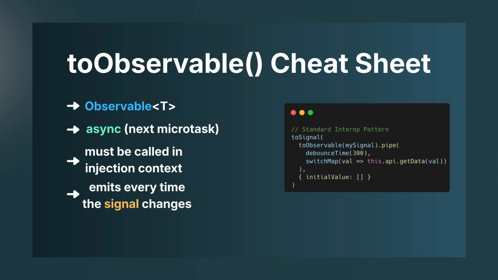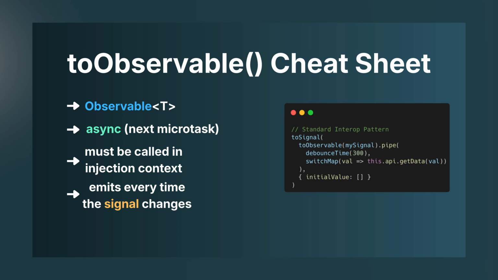Let's recap. toObservable takes a signal and turns it into an observable. Every time the signal changes, the observable emits. It uses effect under the hood, so it's async. But for real-world use cases, that doesn't matter. The real power is combining toObservable with toSignal. You get the full RxJS toolkit available to you with signals on both ends. Your template stays clean, your component stays clean, and the RxJS pipeline does exactly what it is good at.